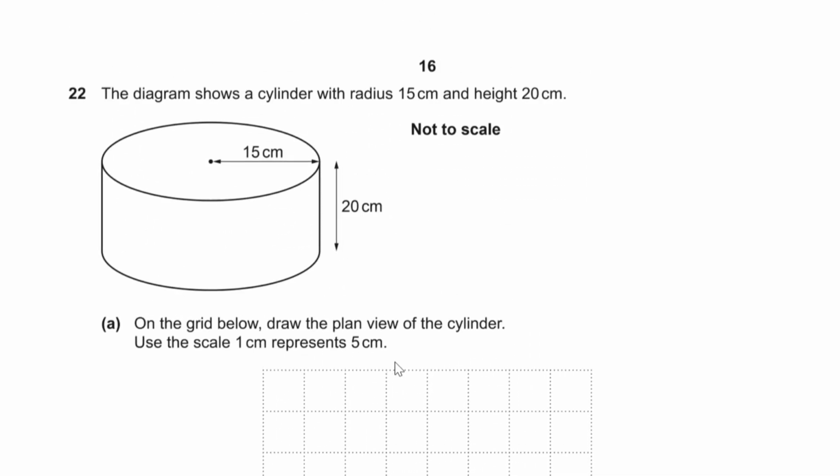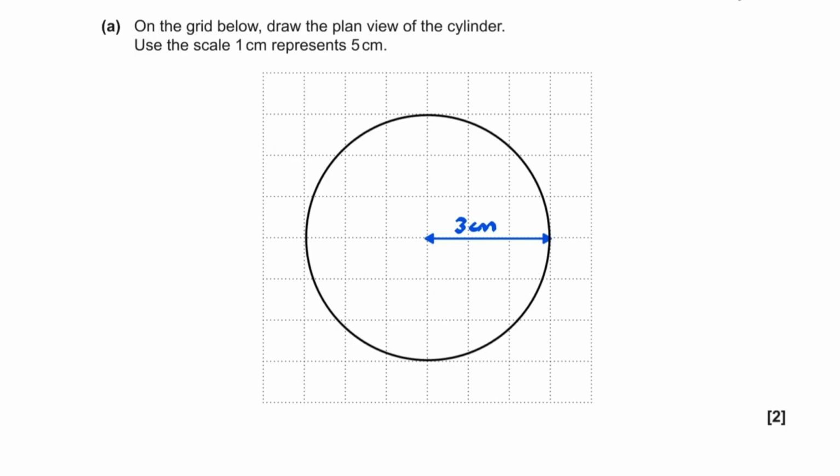So if 1 centimeter represents 5 centimeters, that means 15 centimeters will be drawn as a circle from the top, because we are drawing a plan view, so that means we are looking at this directly downwards. We will draw a circle with radius 3 centimeters, as we see here.